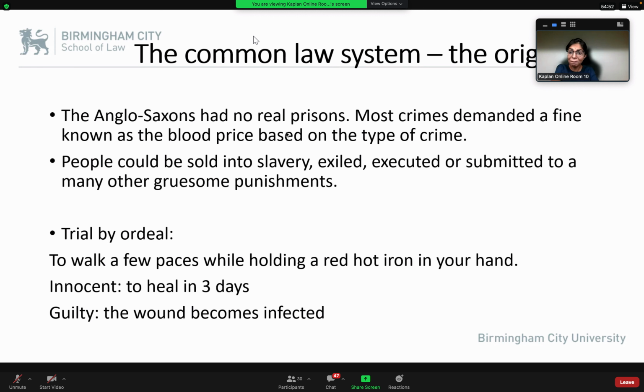So, for instance, to see whether you're telling the truth or not, you must walk on fire or hold red hot iron. Whoever heals in 3 days, you're innocent. If you are infected, you are guilty. Right? See, that's trial by ordeal. Because we believe if you heal in 3 days, God has chosen to protect you. But if your wound is infected, it means God is upset with you. God doesn't want to cure you. So you are the guilty one, basically. Okay?